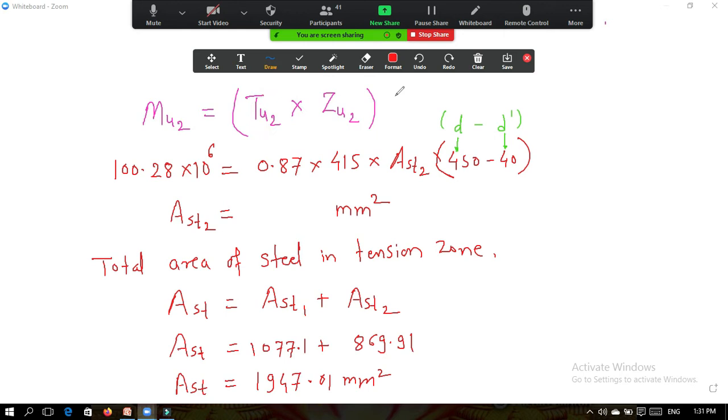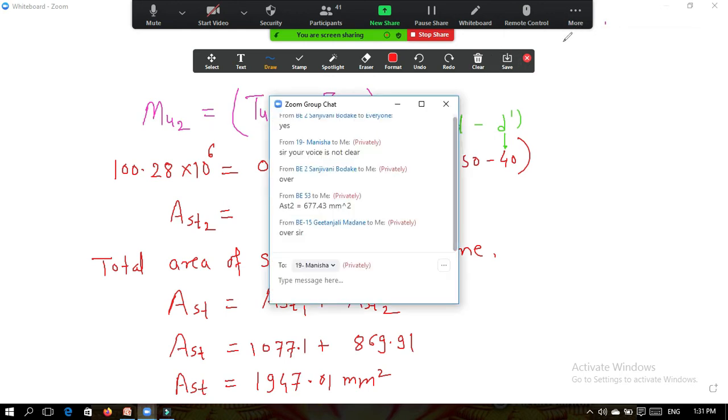सर करेक्ट आहे सर चेक केले मी. So how many of you are getting 677.43 is the correct answer? Correct answer कुठल्या दोन्हीतलं?